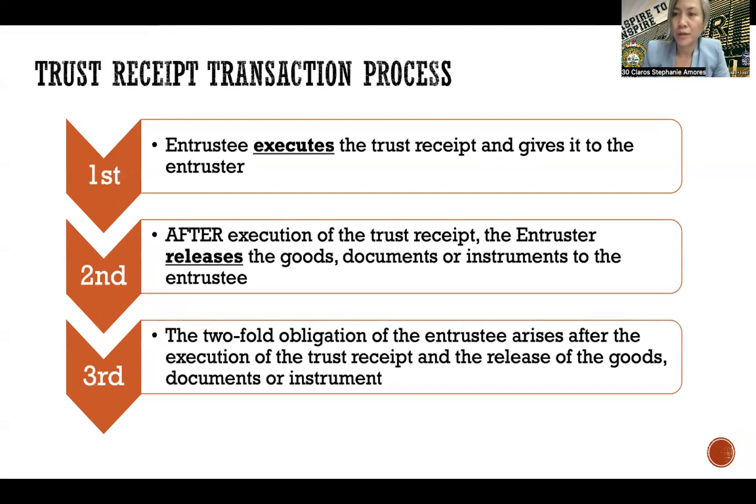So what's the trust receipt transaction process? Okay, first, the entrustee must execute the trust receipt and deliver it to the entruster. Then, after execution of the trust receipt, the entruster will release the goods, documents, or instruments to the entrustee. Upon that happening, guys, that's the time when the twofold obligation of the entrustee will arise.